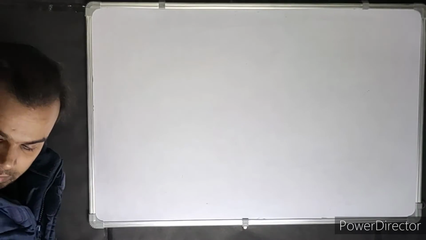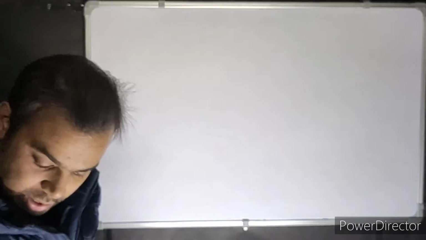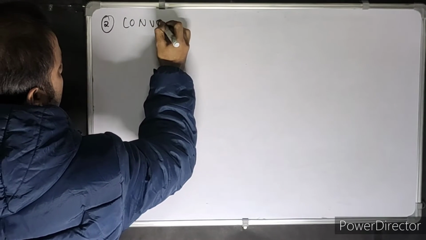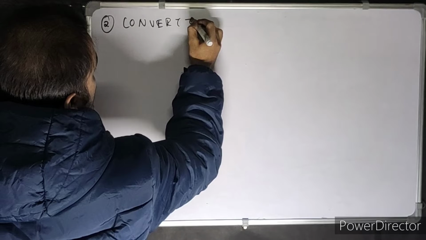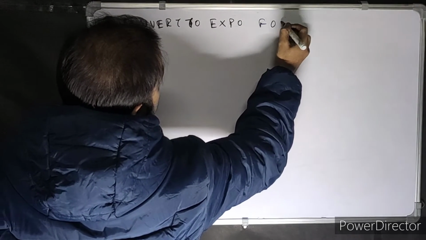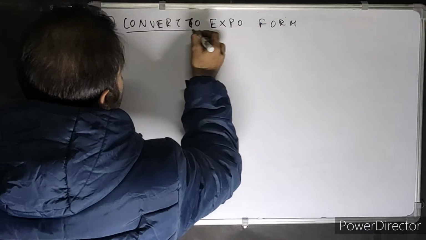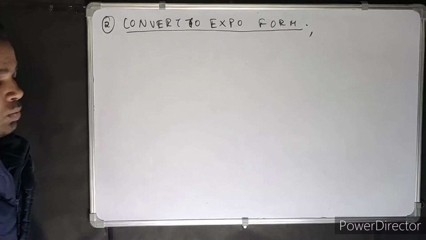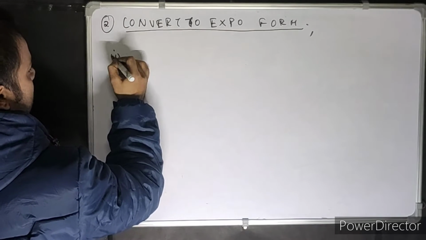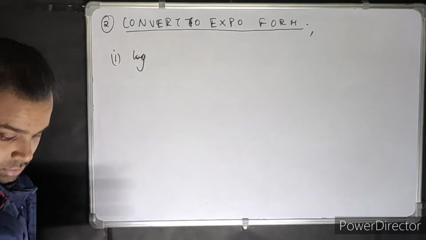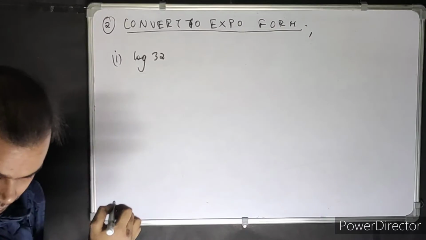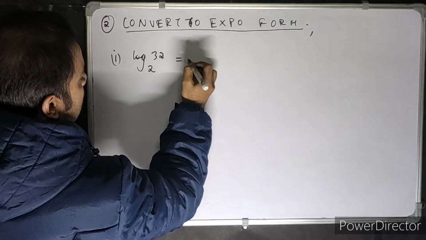Let's go ahead and change to exponent form. Second one, it says convert to expo form, means exponent form. Convert to exponent form. First one is given as log 32 base 2 is equal to 5.